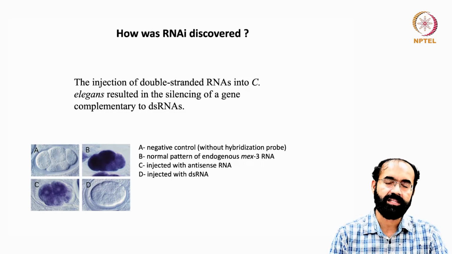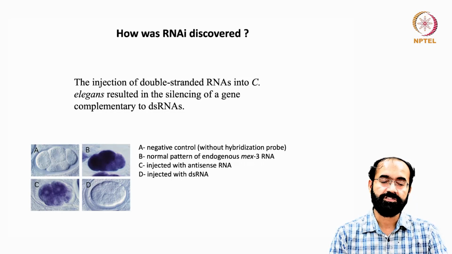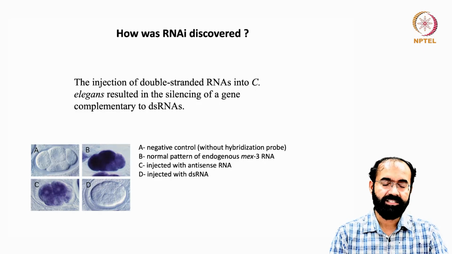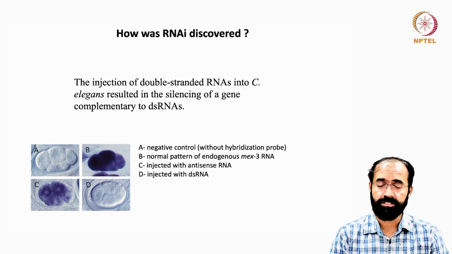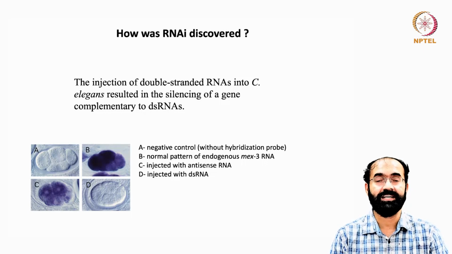That is why it is weaker than B. B is very strong. C is weak, but it is not nil compared to A or D. D is nil, not because there is a lack of MEX3 expression.